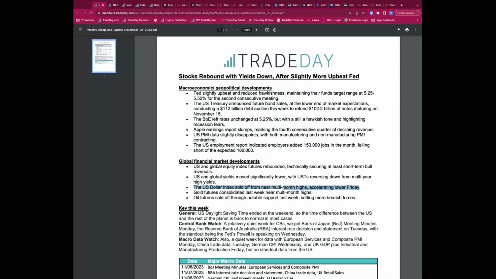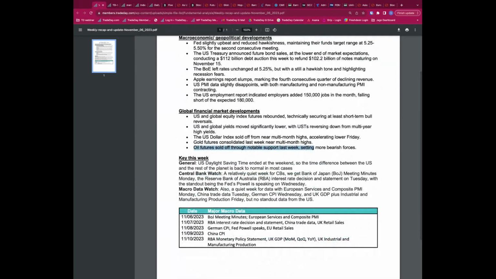The US dollar index moved down from multi-month highs, and then there was a real acceleration after the data on Friday. The US dollar index really pushed lower. The euro and the pound were all doing well against the dollar at the end of last week. Gold, even though the dollar sold off, didn't really sell off. So gold has stayed elevated and consolidated near multi-month highs. And oil looked more negative and sets up more negative. That's a positive for stocks as well, because lower oil prices are obviously going to potentially lead to lower inflationary pressures.